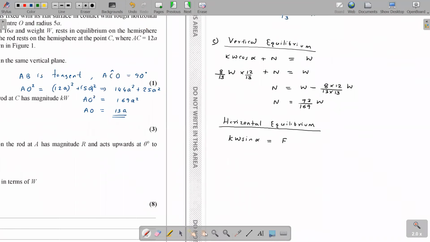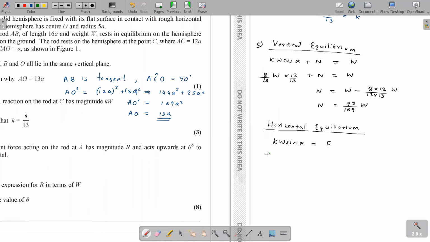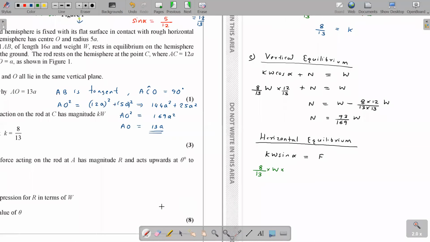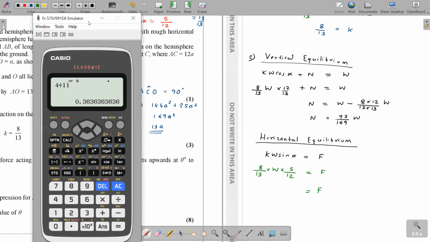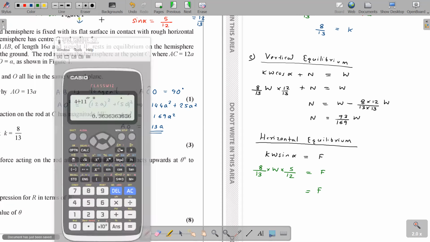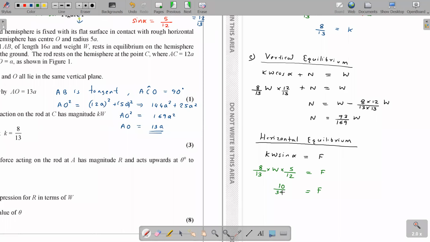K value was found as what? K value was found as 8 over 13. 8 over 13 into W into sin alpha, which is 5 over 12. Get me the friction value. What is the friction? Get me the F value. How much is it? 8 over 13 into 5 over 12 is 10 over 39 W. Check this answer again.